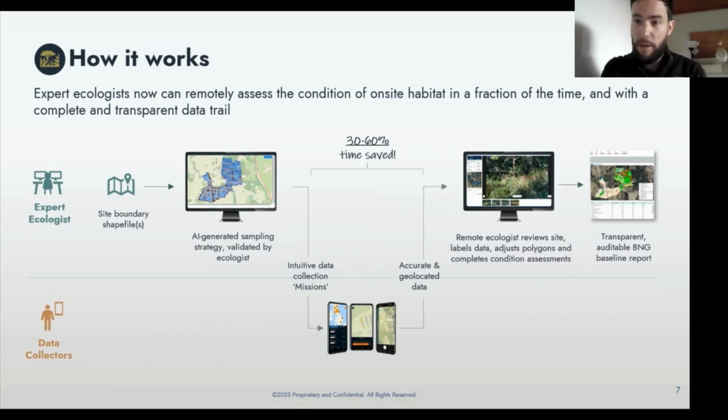That is intuitive, so it requires no prior training. And second, that removes as much as possible the observer bias. So that the data that we collect can be used as trustworthy data for making claims, for participating in markets. And then ecologists, remotely, we work with a pool of ecologists, are doing the interpretation of the data in a web-based environment, and then we're doing the reporting.